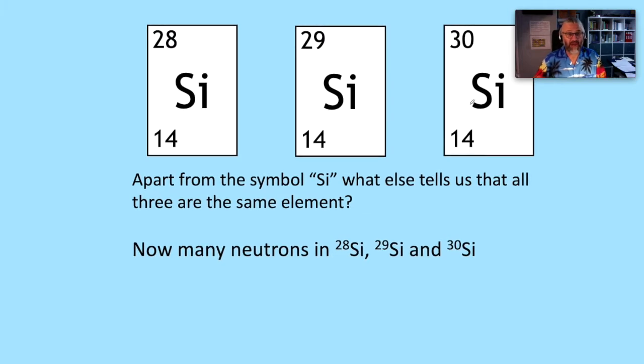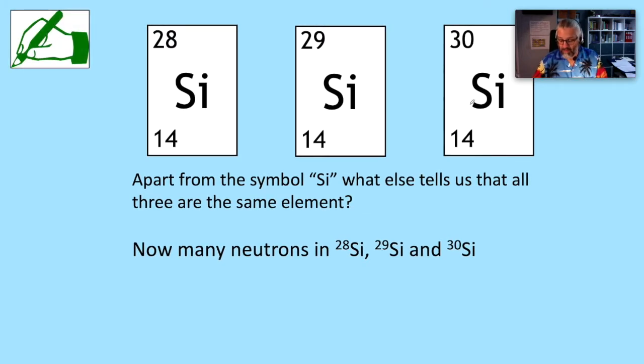Okay, get your green pen and let's mark your answers. Apart from the symbol Si, what else tells us that all 3 are the same element? It's that proton number again. The proton number tells you what element it is. If you had more protons, it would be a different element altogether. How many neutrons in silicon 28, 29, and silicon 30? Okay, let's do the sums.